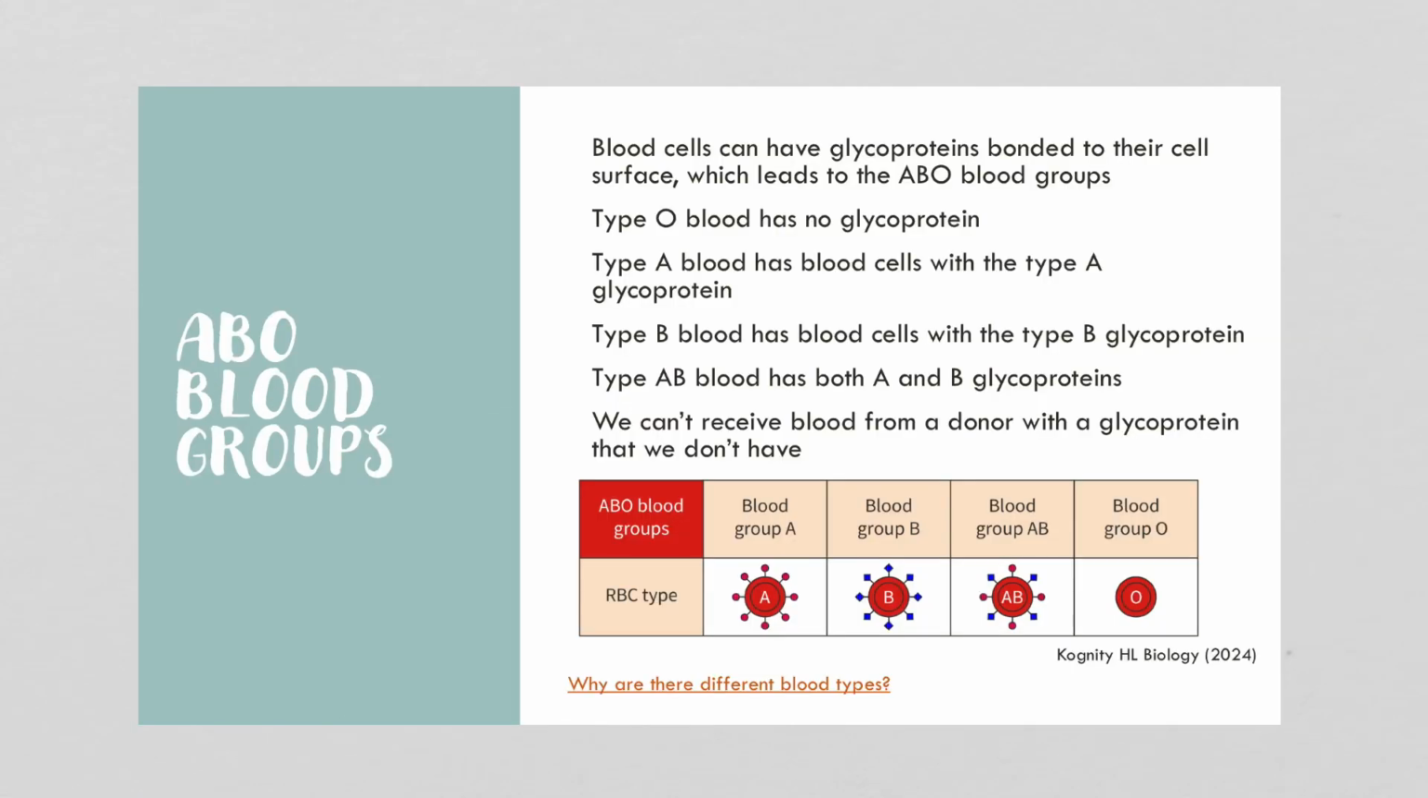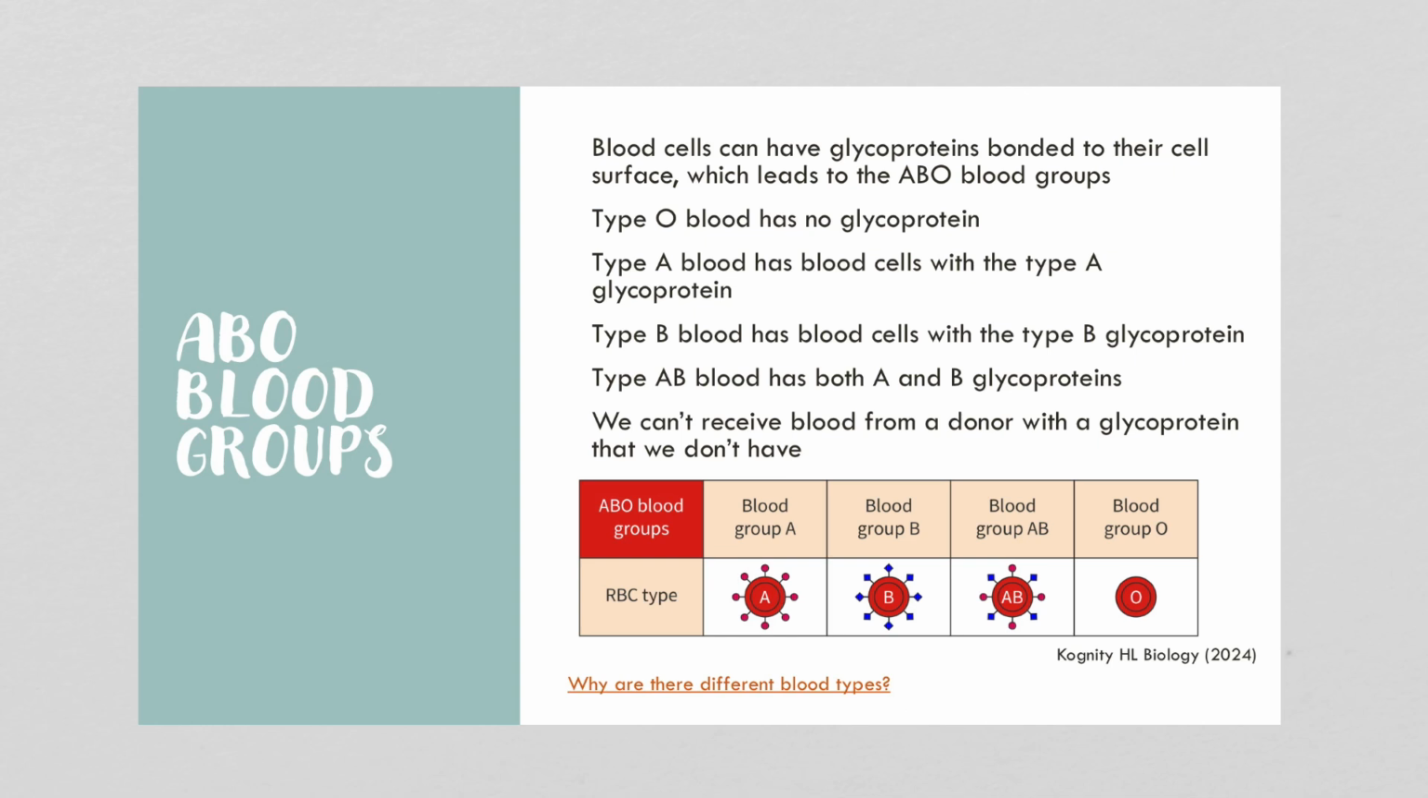One type of glycoprotein you may have learned about already, but didn't know it was a glycoprotein, are ABO blood groups. So blood cells can have glycoproteins bonded to their cell surface, which leads to the ABO blood groups. Type O blood has no glycoprotein on the outside. Type A blood has blood cells with the type A glycoprotein. Type B blood has blood cells with the type B glycoprotein, and type AB blood has both A and B glycoproteins. So you can't receive blood from a donor with a glycoprotein that you don't have.